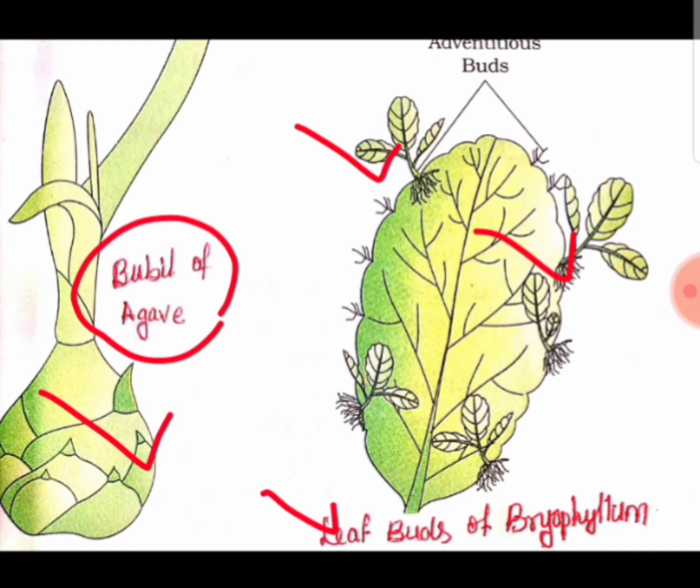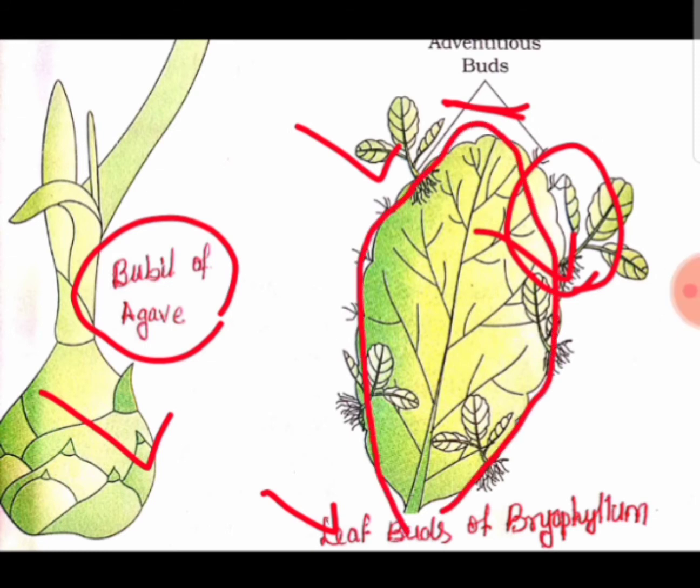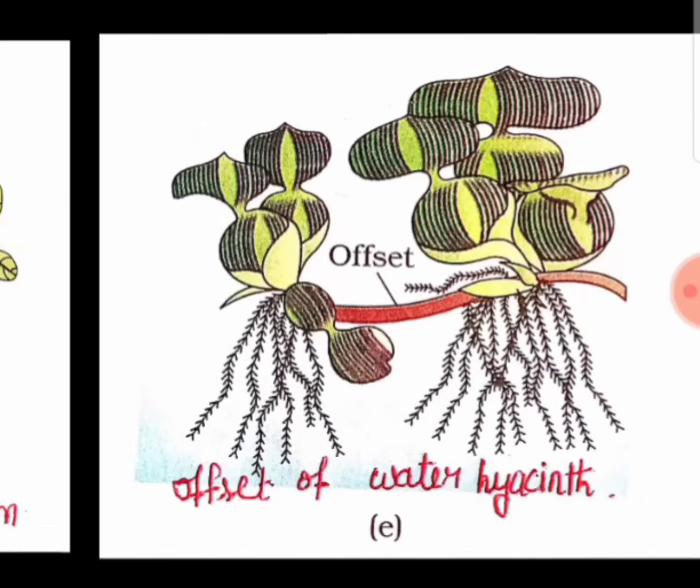And here the leaf buds are the adventitious parts that arise from the notches of margins of the leaf. So leaf buds in bryophyllum.